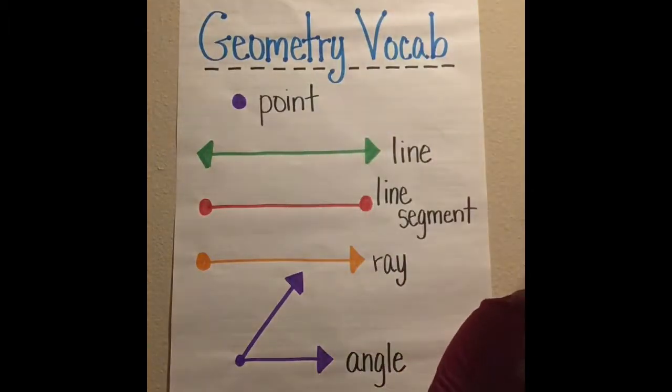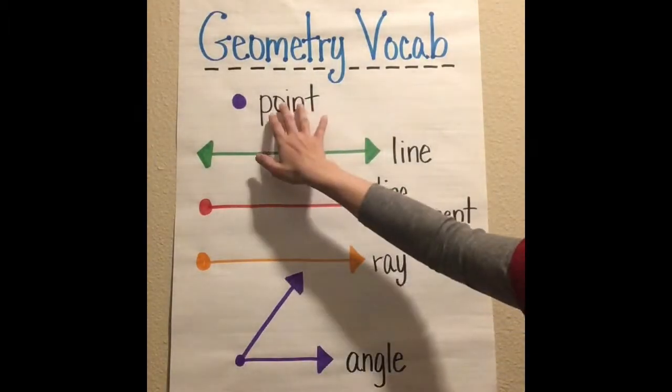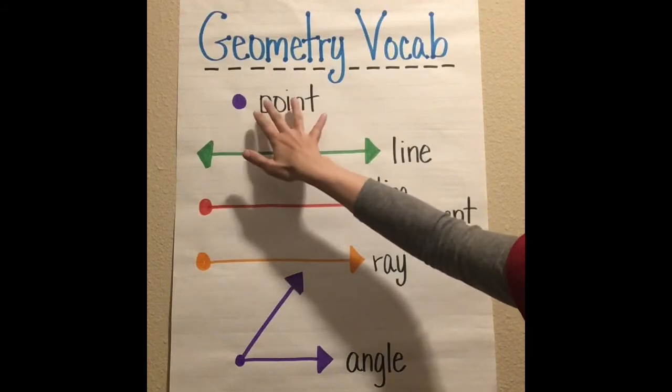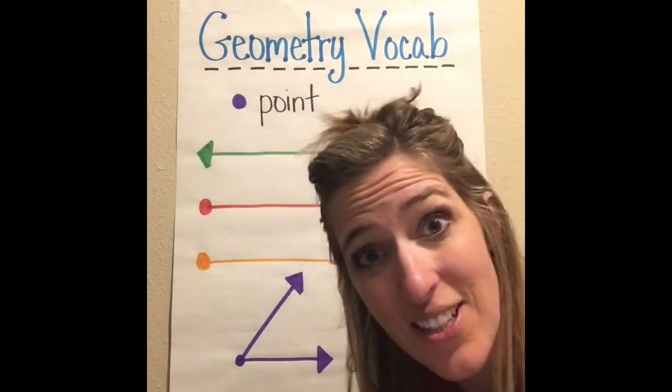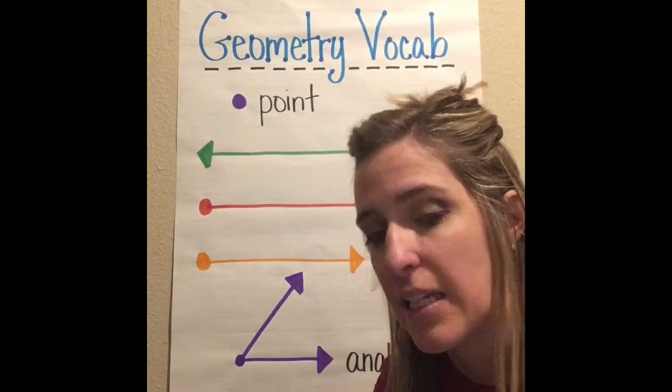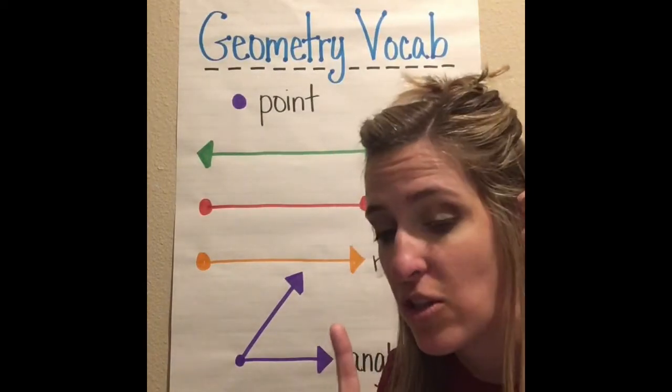So with geometry, you have what's called a point. It's an exact position. Now, it does look like a dot. It's not a dot. It is a point. Make sure you know that.